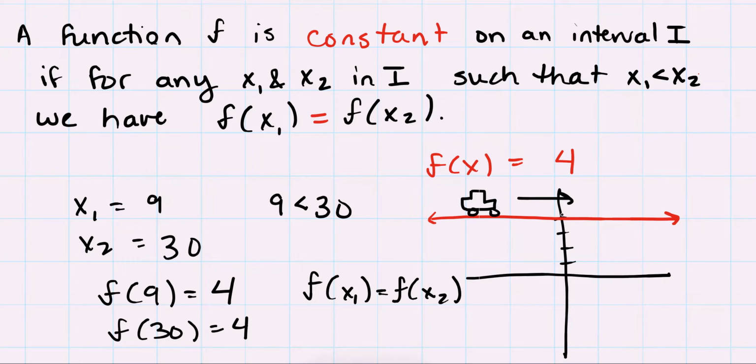And you can see that the car is just going to go straight. It's not going to go up or down. So that would be a constant function. Now we can have a function that's increasing in some places, decreasing in others, and maybe it's even constant in some places. We're going to see that.